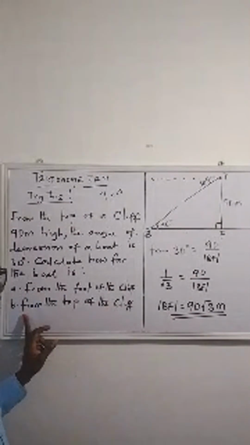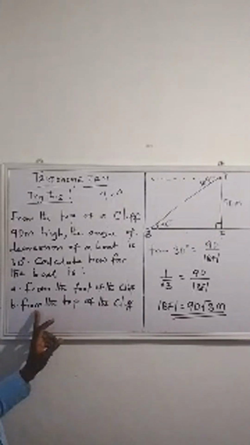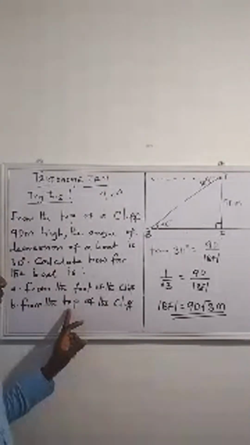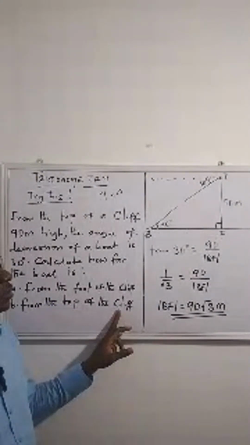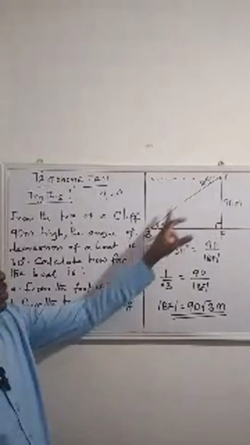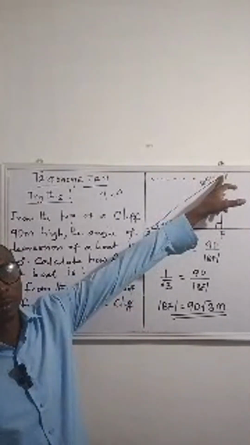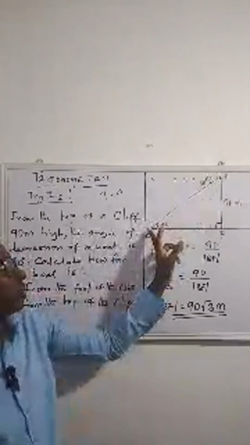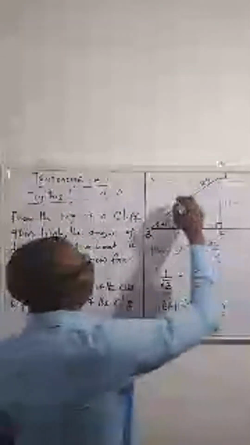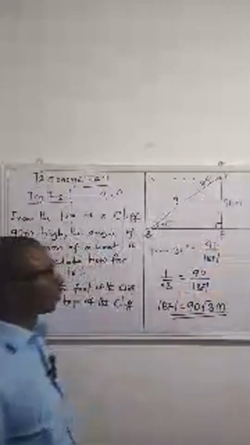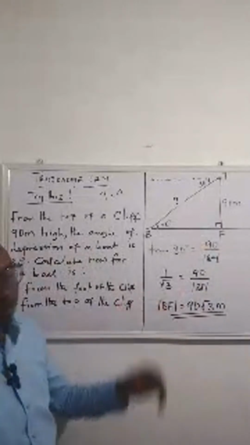Now the question goes further. Calculate how far the boat is from the top of the cliff. This is the top of the cliff. Okay, and this is the boat. So we want to get this. All right. So how do we do this?